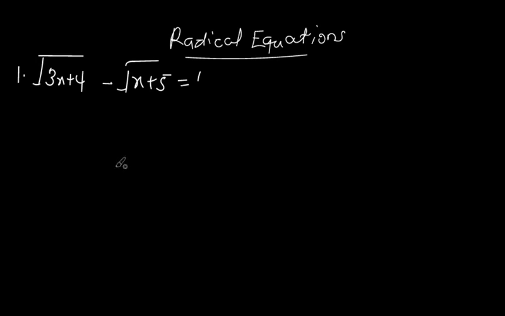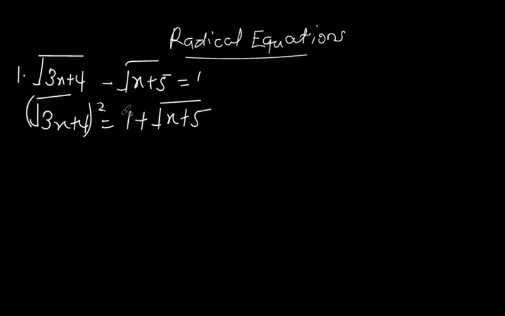So we normally square both sides of the equation, like I said. To avoid having too many roots on the same side of the equation, I will move this root to the other side of the equal sign. So we have here root of 3x plus 4 is equal to 1 plus the root of x plus 5. Now from here we can square both sides.